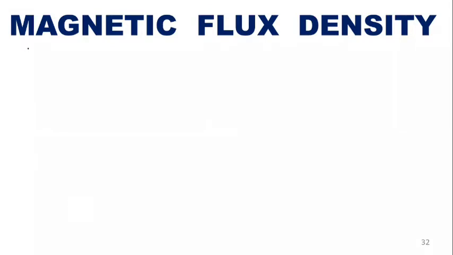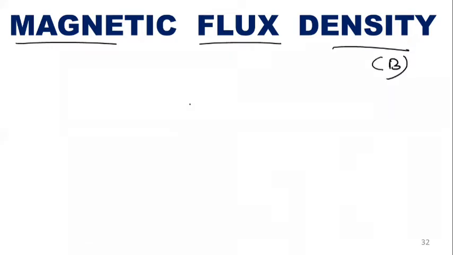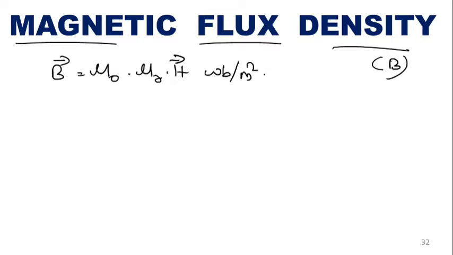Magnetic flux density, I think you might have studied in your lower classes. Magnetic flux density is denoted by B and is related to magnetic field intensity: B is equal to mu0 into mu r into H, and the unit is Weber per meter square, or we also call it Tesla.